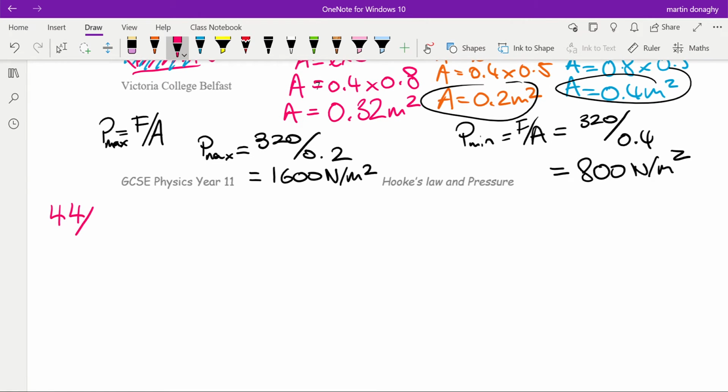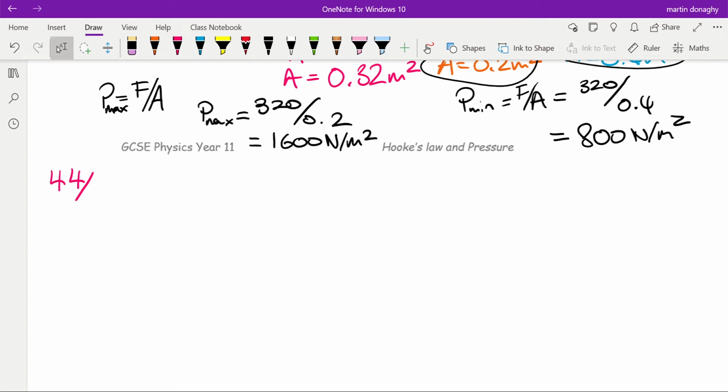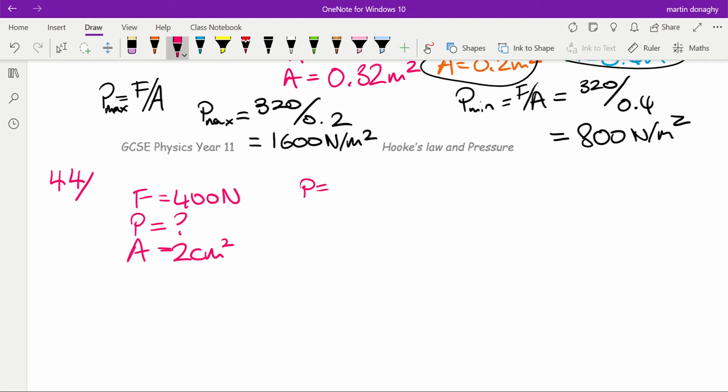Okay, question 44 then. It says a ballet dancer standing on points, which is just the tip of one of her toes, has a weight of 400 newtons. Calculate the pressure she exerts if the area is 2 centimeters squared. So we do P equals F divided by A. P equals 400 divided by 2, so the pressure is 200 newtons per centimeter squared.